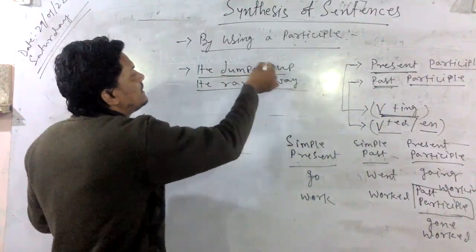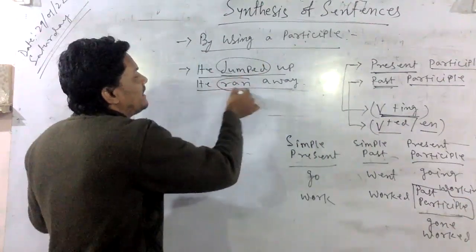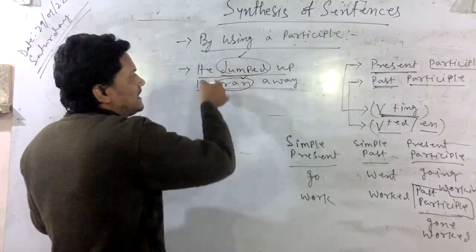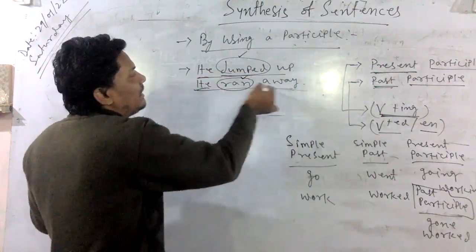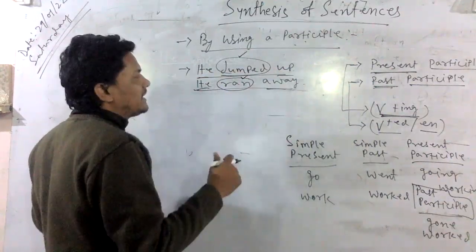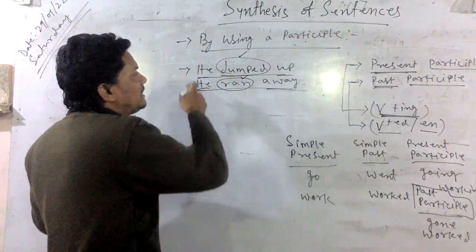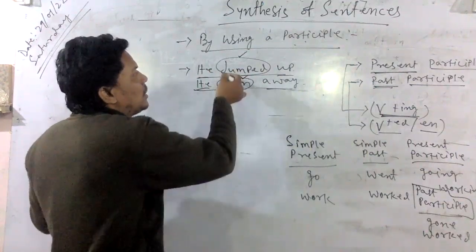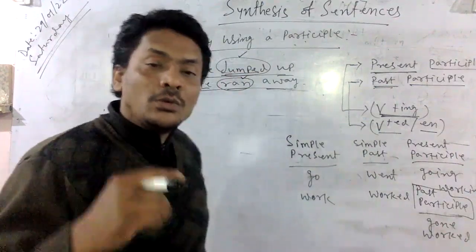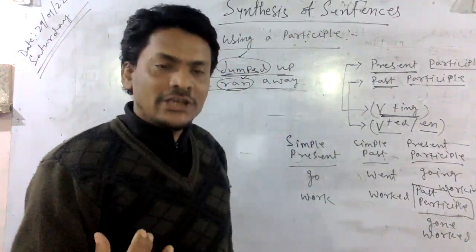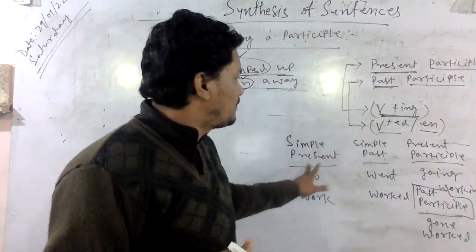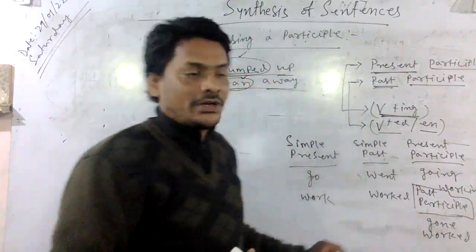Here it is given jumped, here it is given ran. So participle means referring to the verb, because he and he are pronouns, and away and up are particles. He is the subject. Only the verb, jumped, can be formed as a participle, a present participle or past participle.